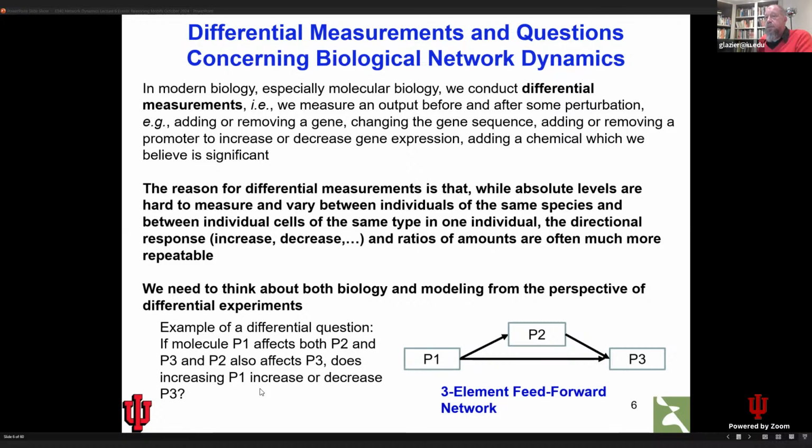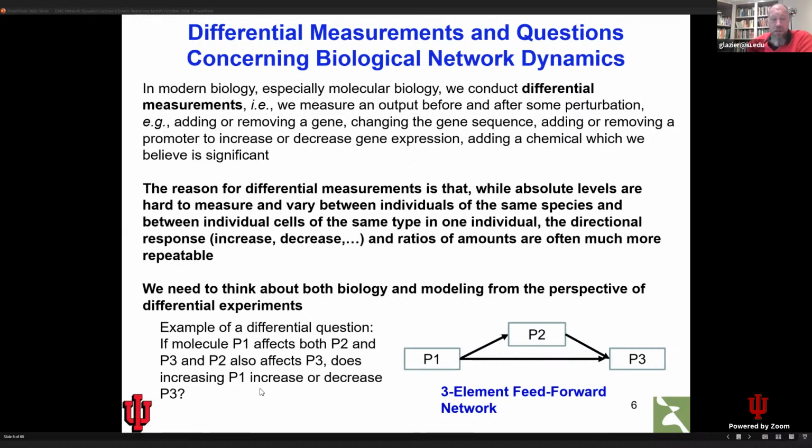And so we often will do differential measurements, and even very simple biological circuits can have non-trivial differential results. In previous incarnations of the class, we spent an enormous amount of time on the 3-element feed-forward network. I find that analyzing that network fully takes a surprisingly large amount of time. Herbert goes through it in some detail. And it's not really that exciting, although you can do things like pulse generation with it, so it's not trivial.